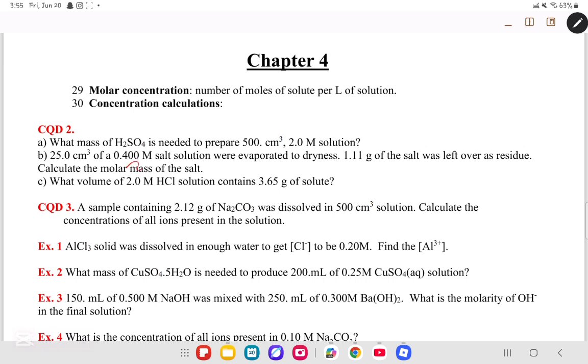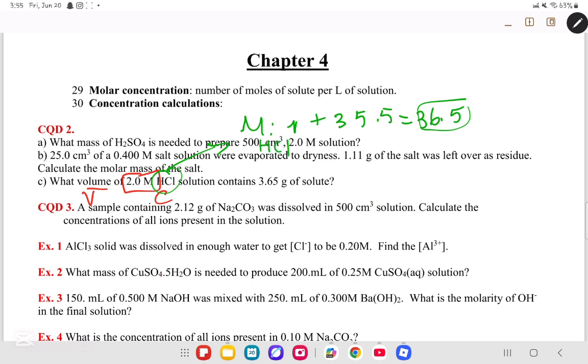In part C, it says what volume. So we need to find the volume of 2 molarity, this is the concentration, of HCl. Remember, HCl, we can find its molar mass. What's the molar mass of HCl? It is H 1 plus Cl, which is 35.5, so it's 36.5. This is the molar mass of HCl. It contains how much grams? What is the mass? It is 3.65 grams of solute.